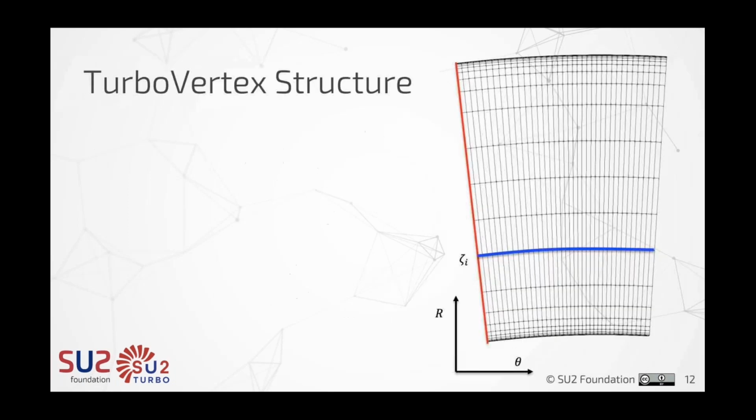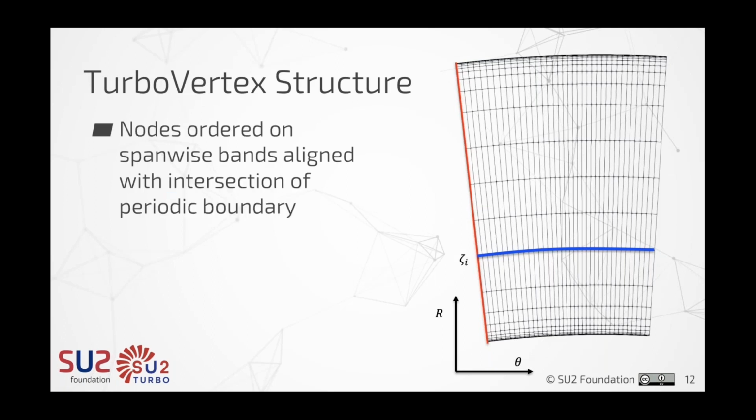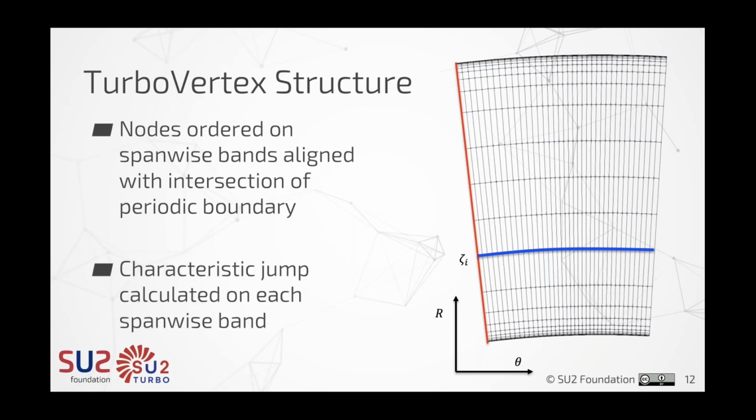Okay. So the turbo vertex structure that Matteo was talking about earlier, we have our nodes on our span-wise band, which is this little red line here, and then we have our band across in the blue, and the characteristic jump is calculated along each span-wise band, and this is what updates between our interface at the outflow.